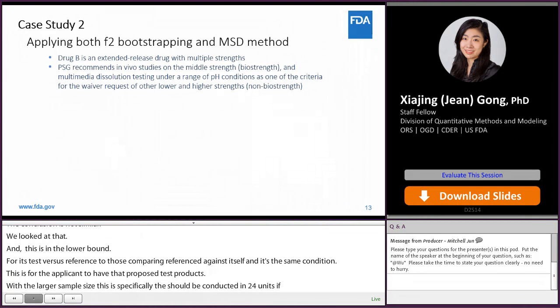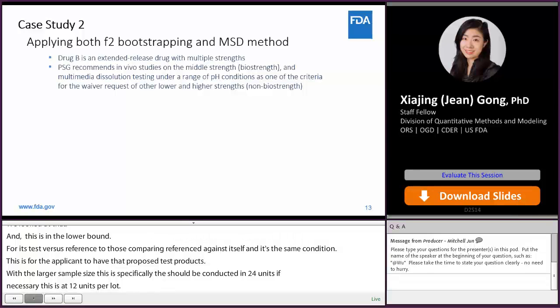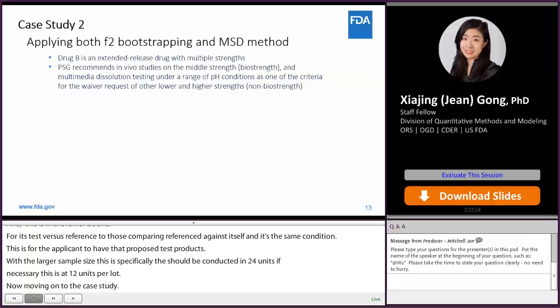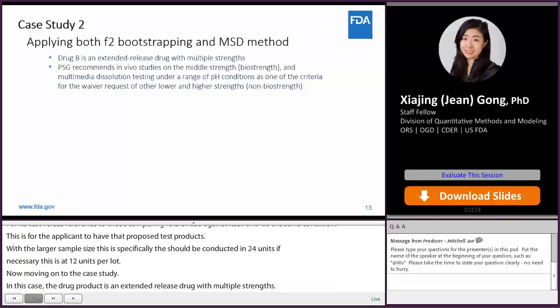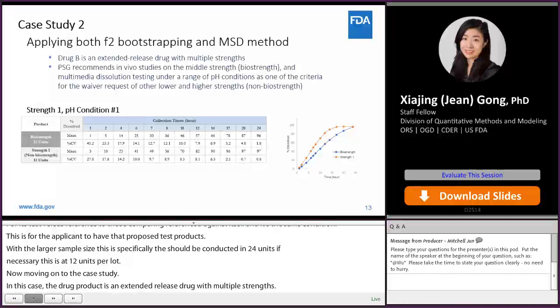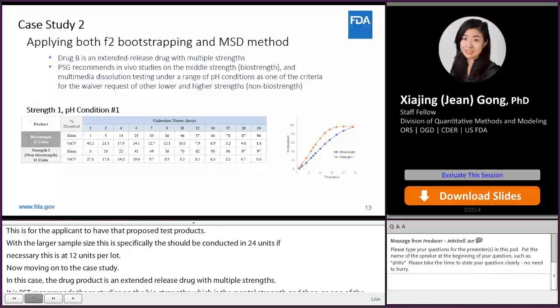Now moving on to case study 2. In this case, drug product B is an extended release drug with multiple strengths. Its PSG recommends in vivo studies on the biostrength, which is the middle strength, and as one of the criteria for justifying the waiver request of other lower and higher strengths, the PSG recommends multimedia dissolution testing under a range of pH conditions. For one of the dissolution tests under pH condition 1, the reference products are products of biostrength and the test products are products of strength 1.